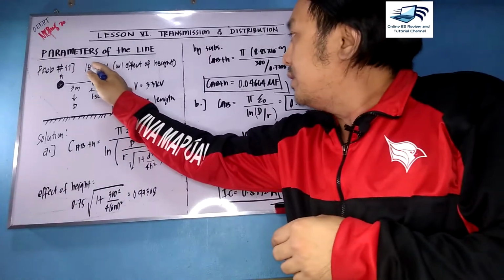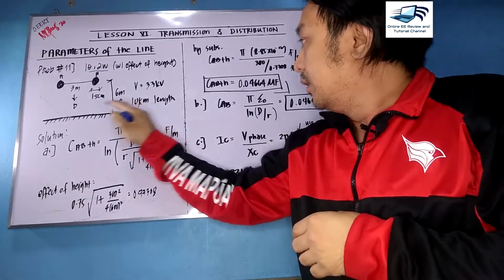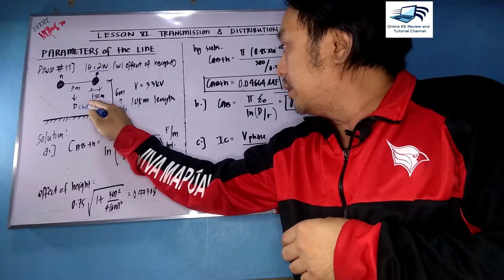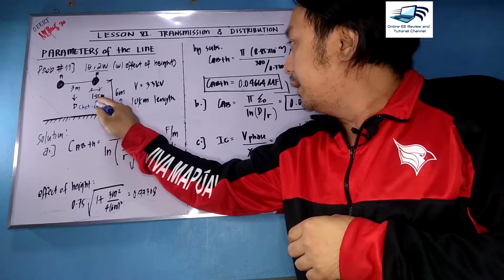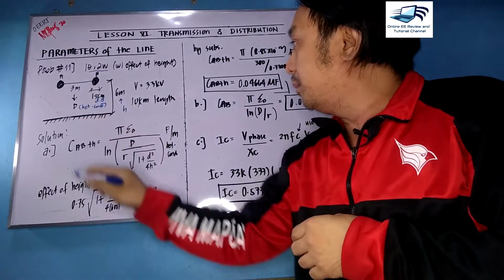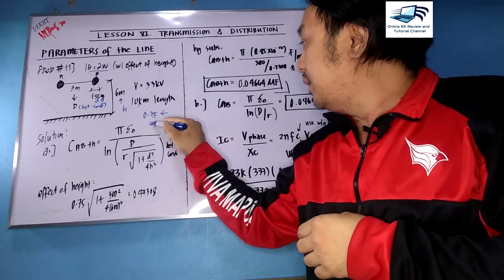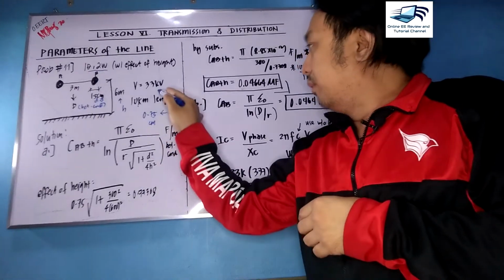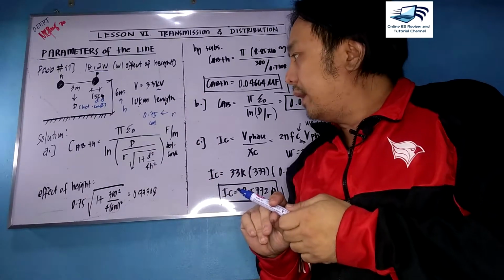Without further ado, let us have the scenario here. You have a single phase 2-wire line. You have the height. You have the distance between conductors. You have the diameter, D. So by dividing it by 2, you have a 0.75 centimeter radius. The voltage is 33 kV in a single phase 2-wire line.